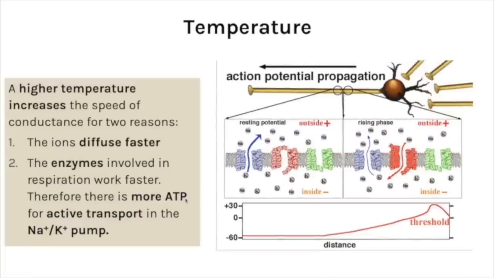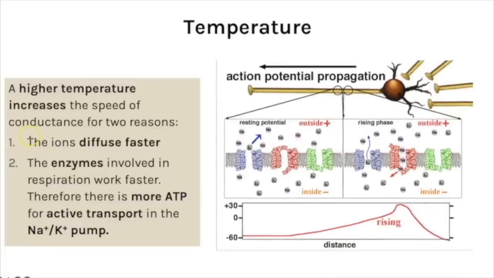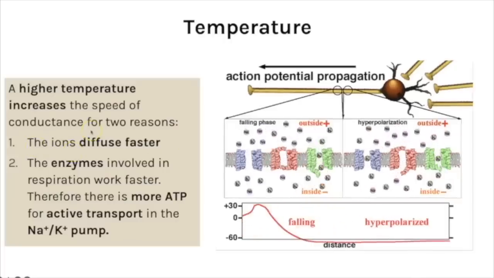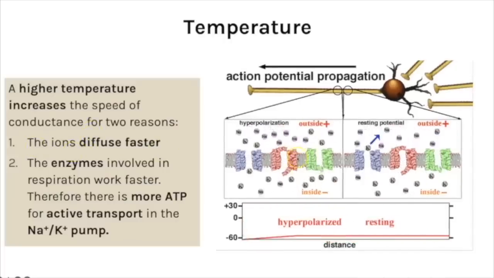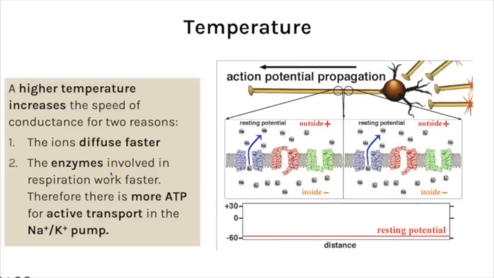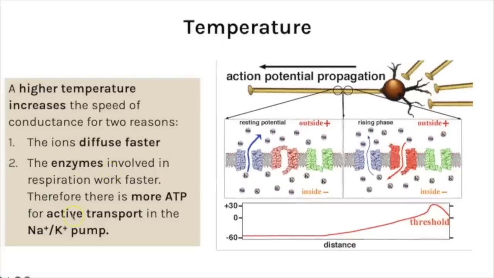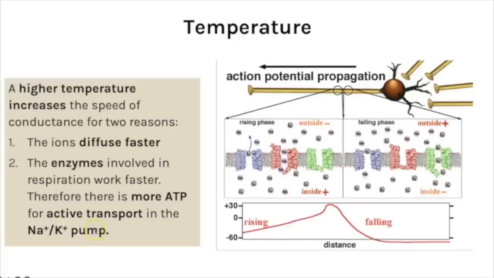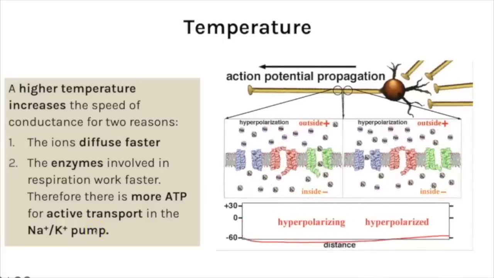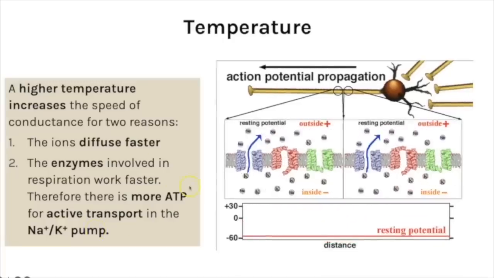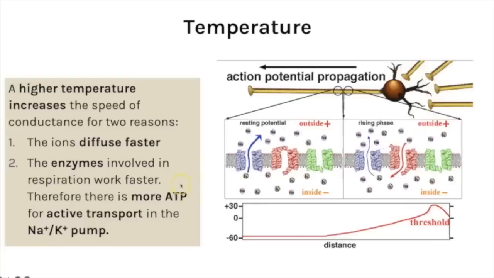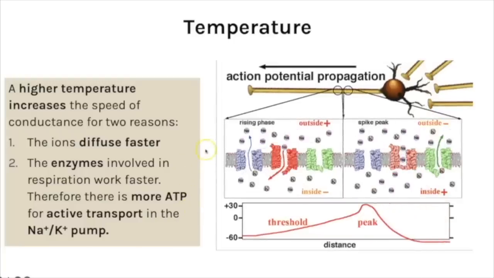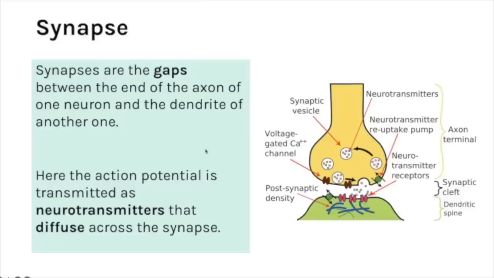Temperature, there's two reasons why this has an effect. Number one, because if you have a higher temperature, the ions will have more kinetic energy. That means they'll be able to diffuse faster. The second reason is the enzymes involved in respiration to provide ATP for the sodium-potassium pump will be able to work faster as well if there is a higher temperature. Now, if it does exceed the optimum of around 37, then that could actually decrease the speed.